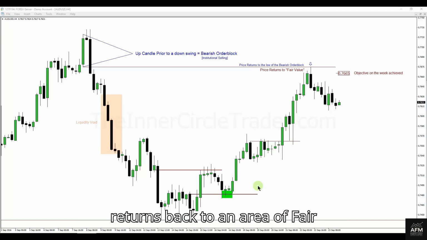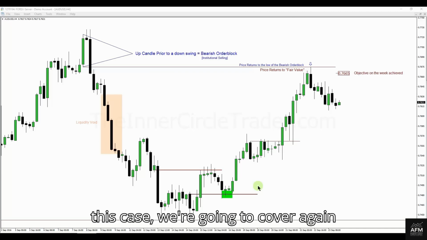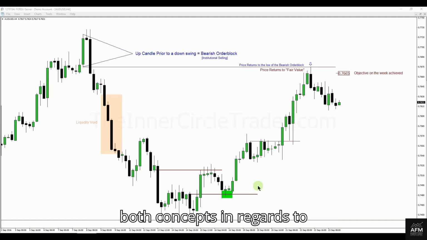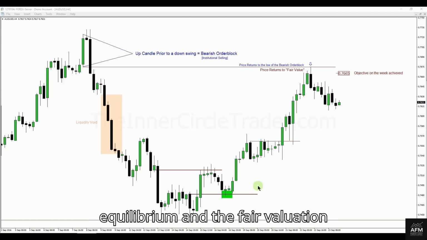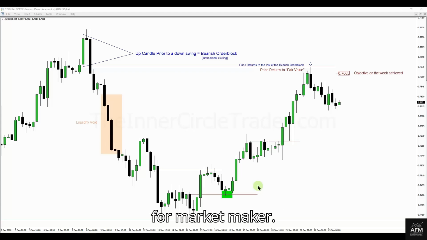When the market returns back to an area of fair value, that is a fair value for the market maker to either sell or buy. In this case, we're going to cover, again, both concepts in regards to equilibrium and the fair valuation for market maker participation in price action.